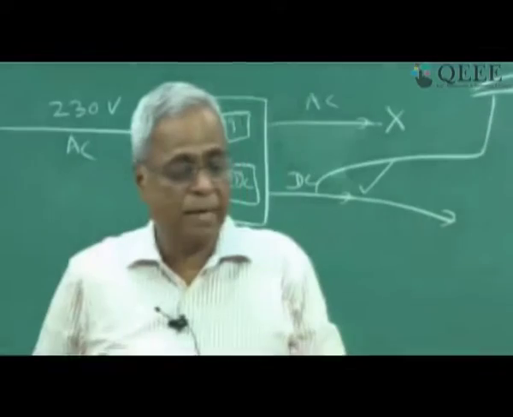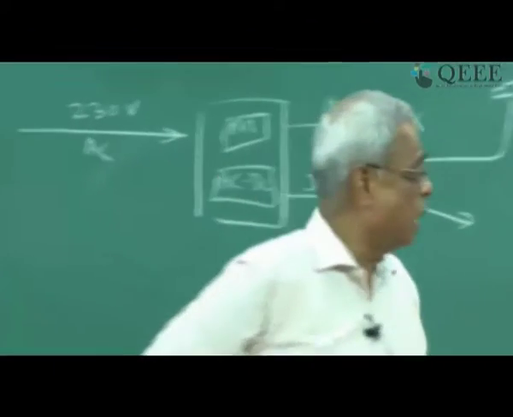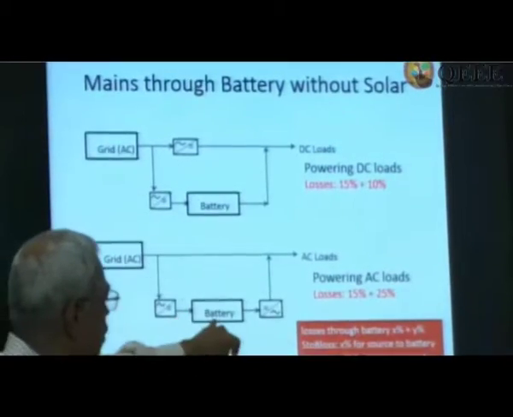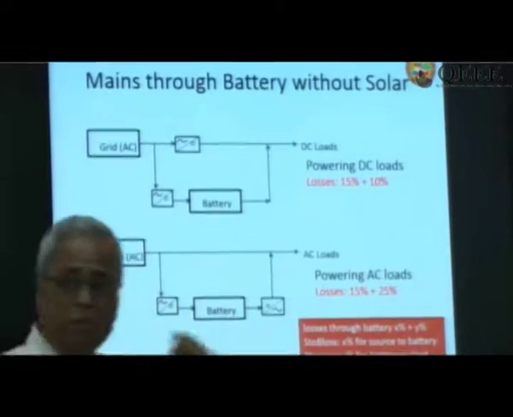Similarly, if I take grid to AC load, now I have to do a DC to AC converter, battery, and AC to DC converter. So I get 15% loss here. Here I get 10% due to the battery plus 15% due to conversion, so 25%.